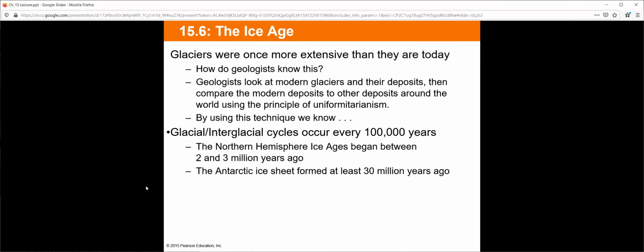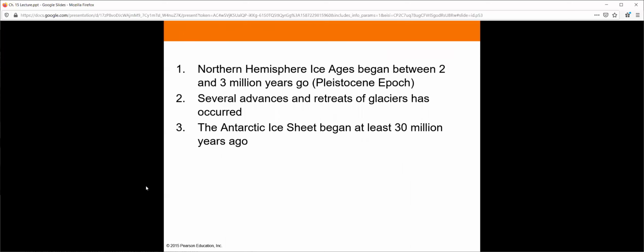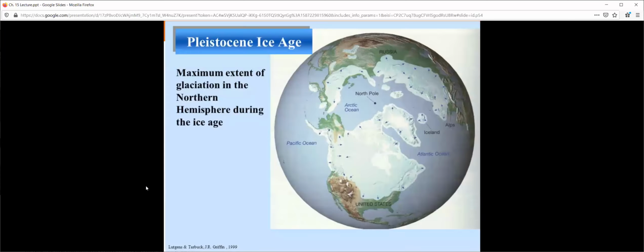Glacial-interglacial cycles occur about every 100,000 years. The northern hemisphere ice ages began between 2 to 3 million years ago, and the Antarctic ice sheet formed at least 30 million years ago. So, the northern hemisphere ice age began between 2 to 3 million years ago during the Pleistocene epoch. Several advances and retreats of the glaciers occurred, and the Antarctic ice sheet was created a long time before that. It's been around for a while.